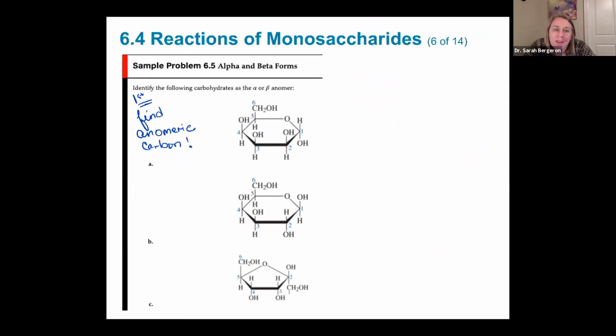It's important that you find that anomeric carbon when you're doing this, because that's going to tell you whether this is alpha or beta. So make sure that you know which carbon you're looking at. So let's do our first one.